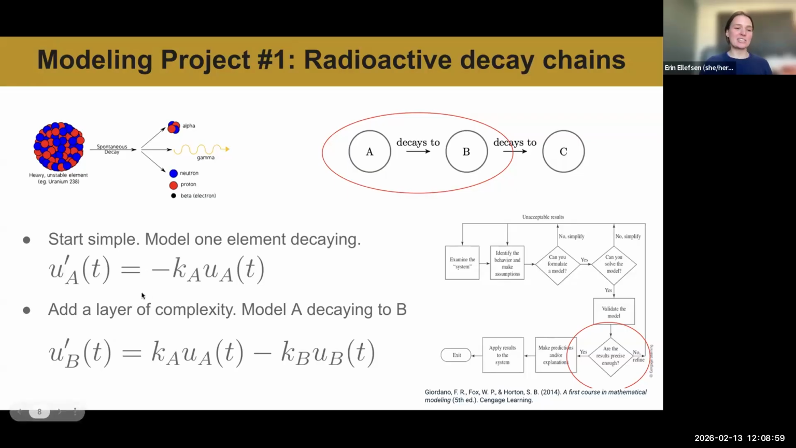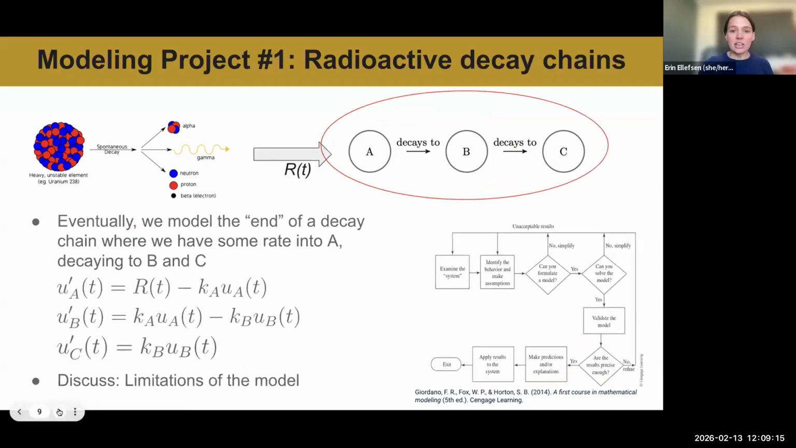I like this project because it has them interact with systems early on without actually having to know anything about solving systems, because they can solve for the first element, plug it into the next equation, and solve there. And then, at the end of the project, we get to, well, there's some rate in of element A. We have a three-element decay chain. We end with element C.